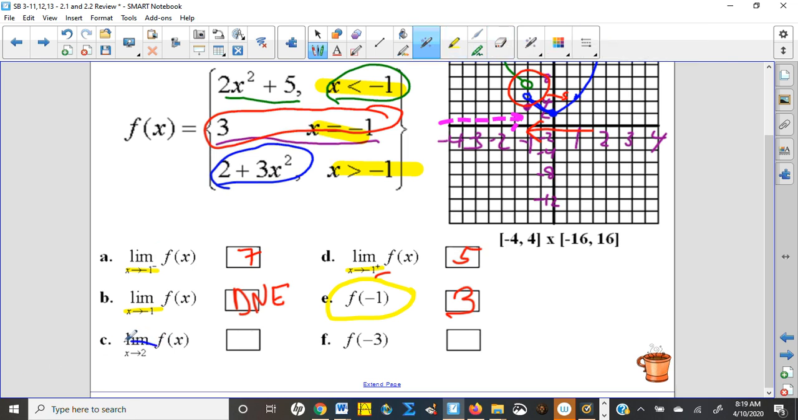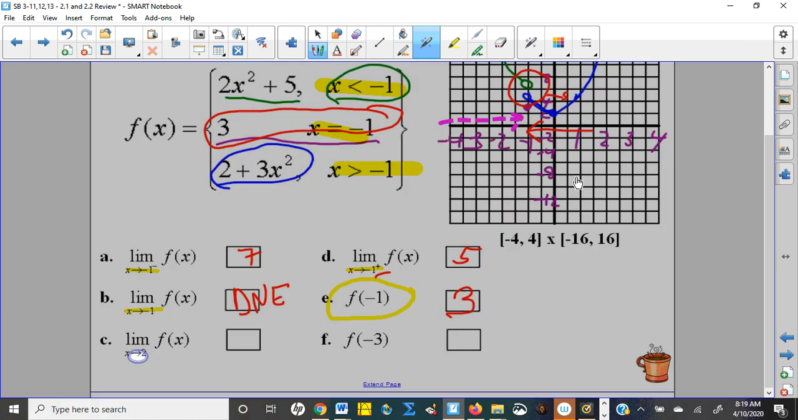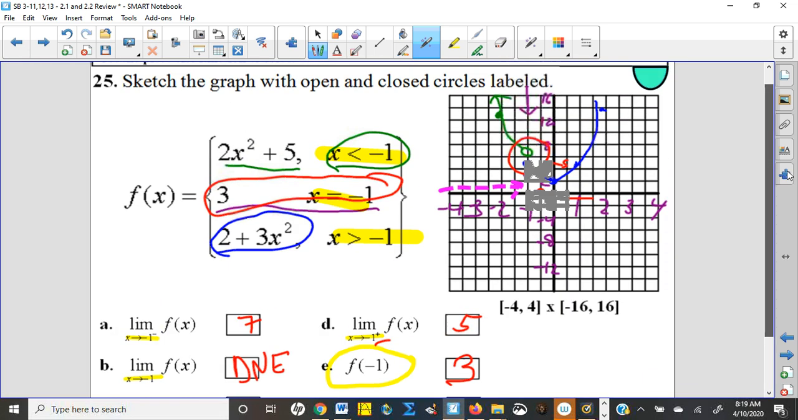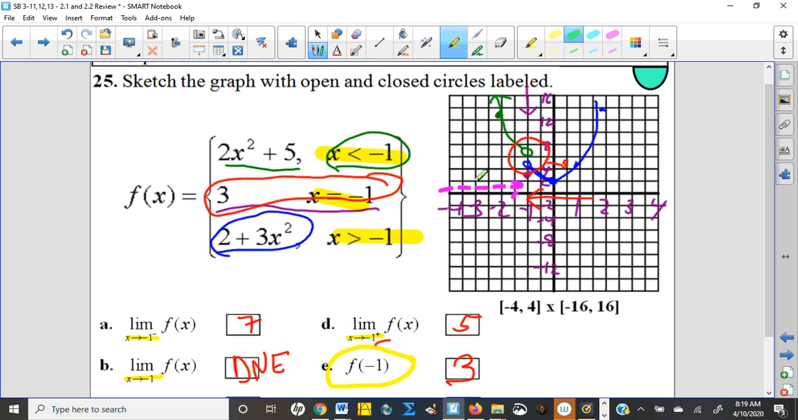This one wanted to know, what is our function doing as we approach 2? What's happening as we get closer and closer to 2? And if I plug 2 into it, I'd have to plug it into this part of the function right here. Here, let me clean this up just a little bit.